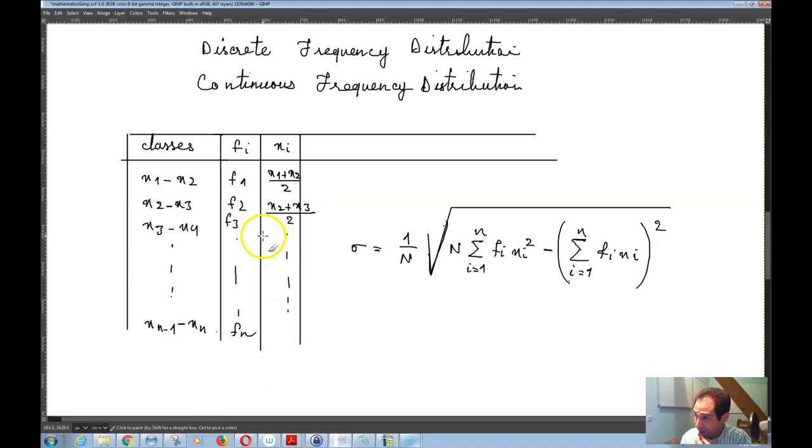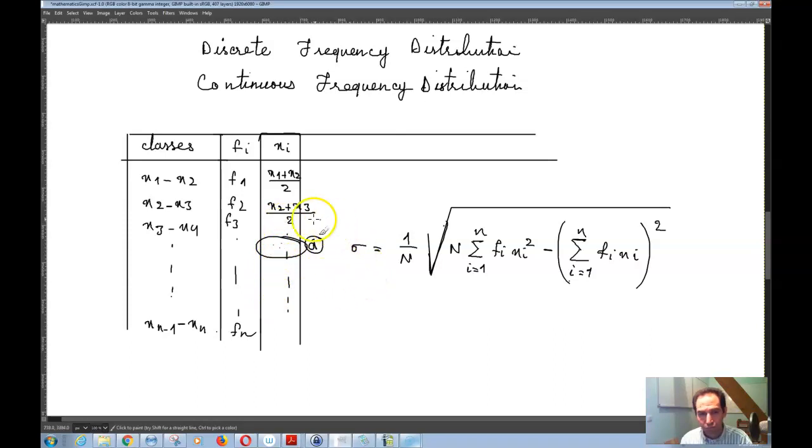Now, in the assumed mean method, whether you have your x sub i's as the average of the upper limit and the lower limit of these classes, or whether you have your x sub i's directly, you will have access to some x sub i's here. In the assumed mean method, we took some value in the middle as the assumed mean, and we called it A, for example.